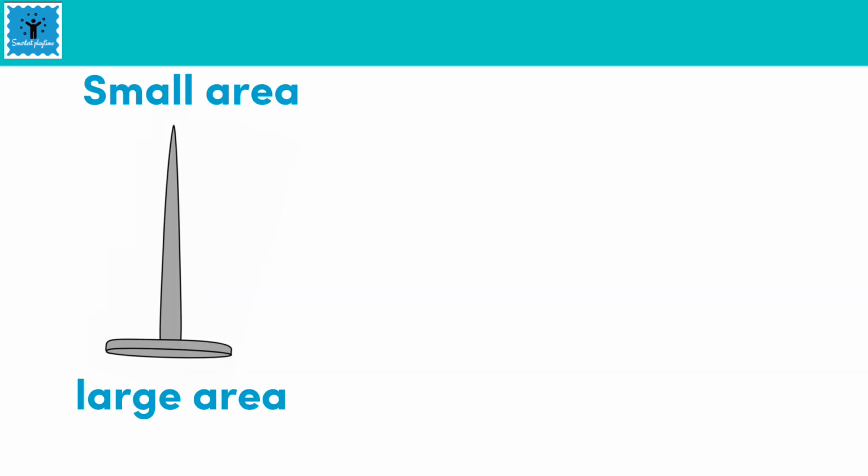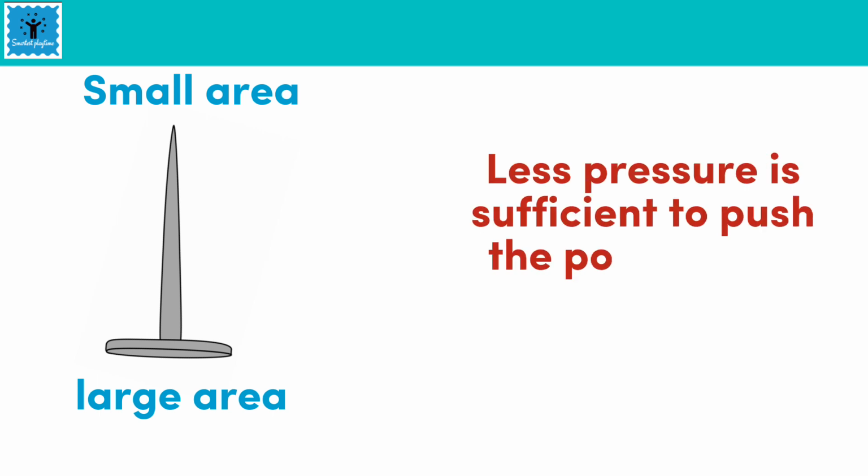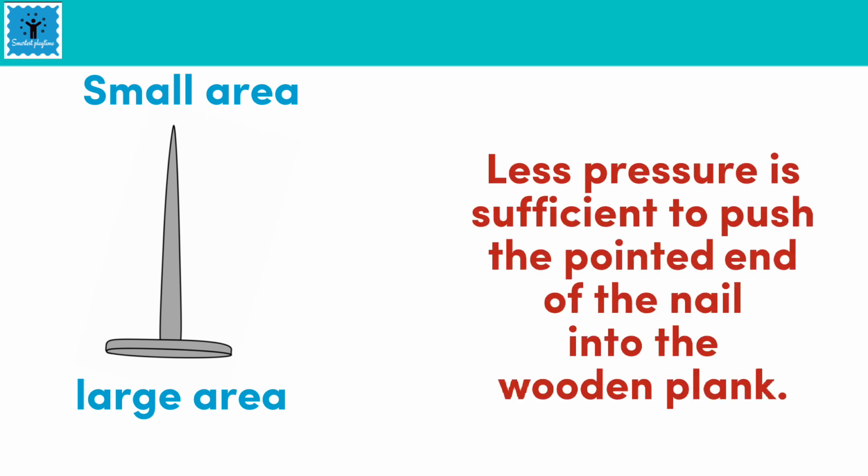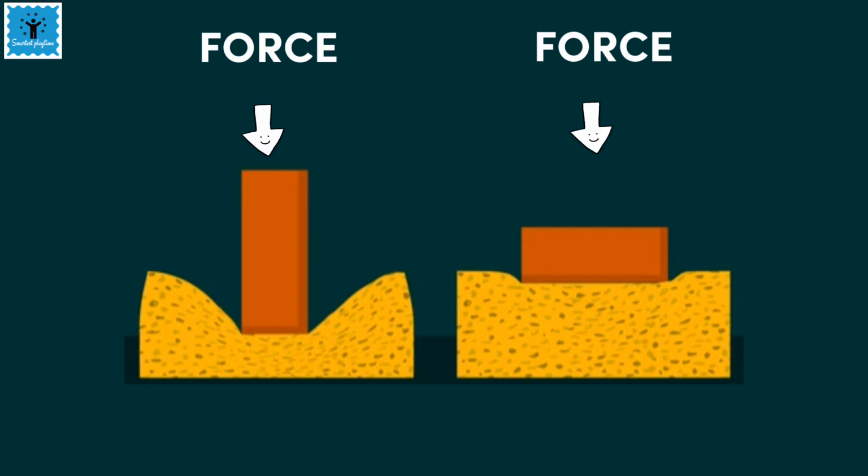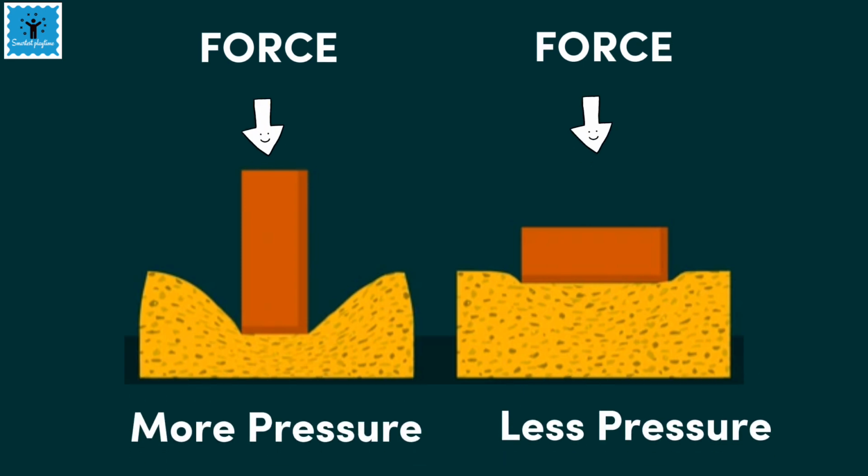The area of the pointed end of a nail is much smaller than that of its head. The same force therefore produces a pressure sufficient to push the pointed end of the nail into the wooden plank. Force acting on a smaller area applies more pressure than the same force acting on a larger area.